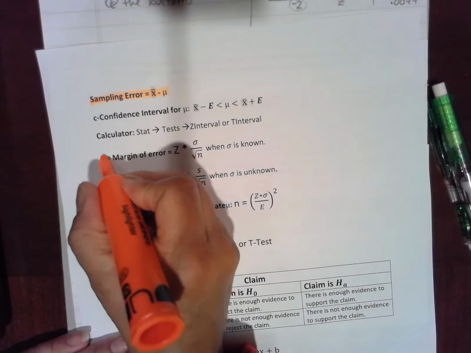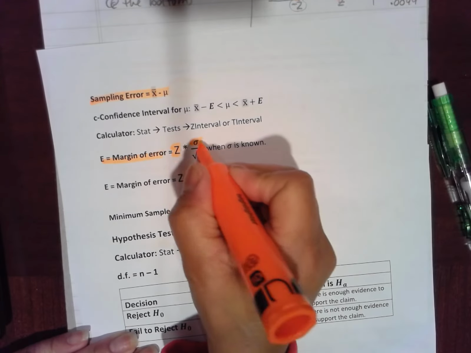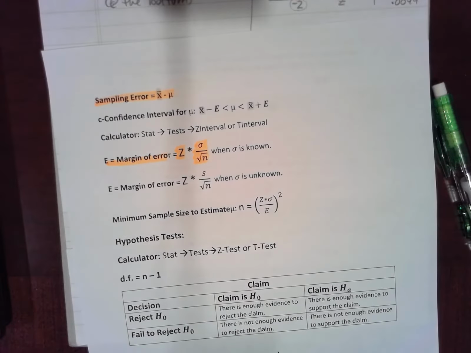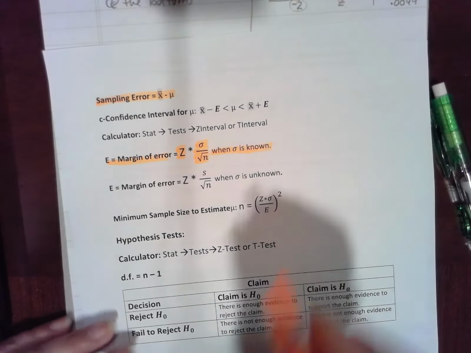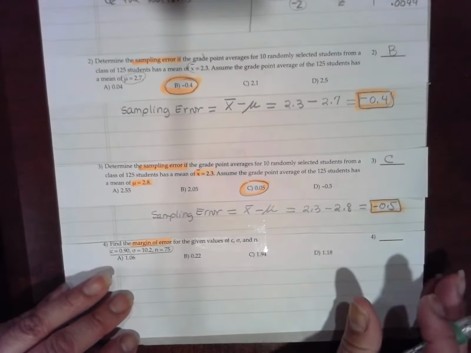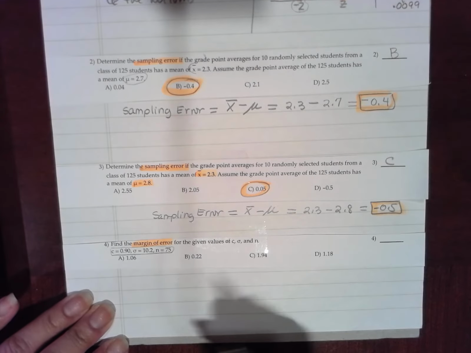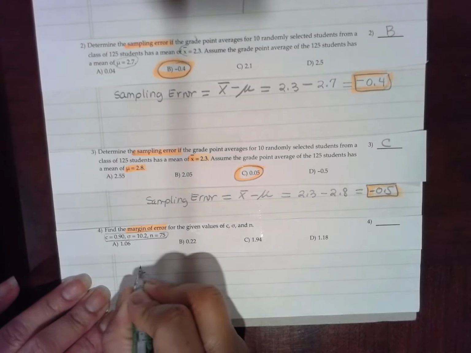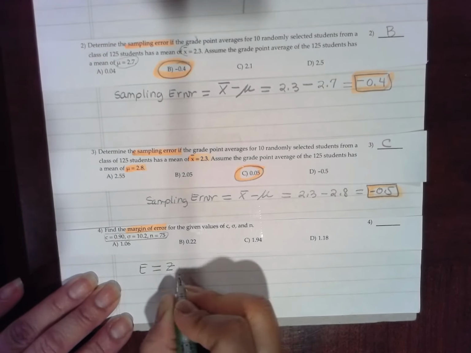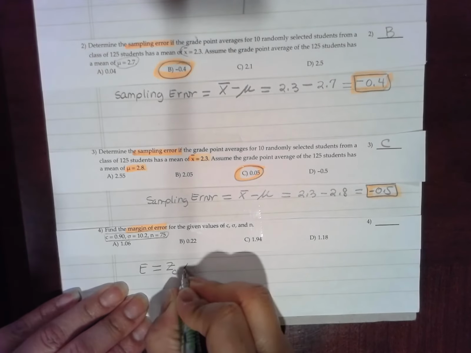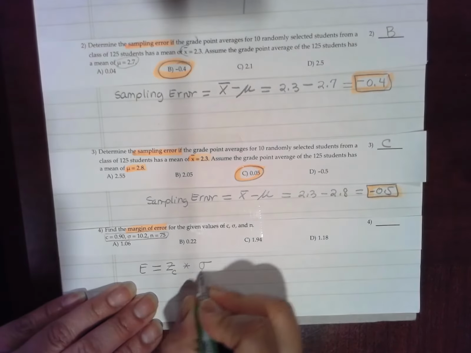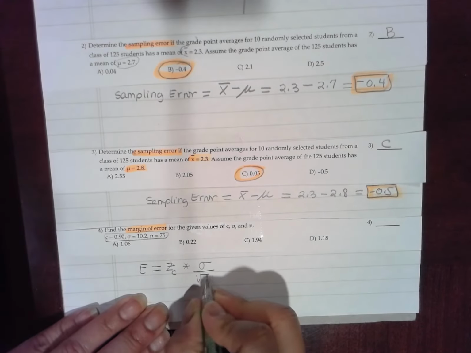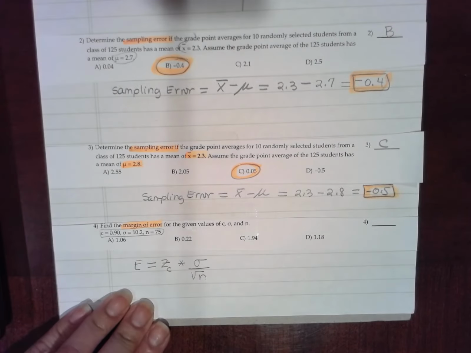The margin of error is found by the z-score multiplied by the standard deviation divided by the square root of the sample size. The keyword is, this is based on section 6.1, so it's based on the population standard deviation being known. Here the population standard deviation is given, so you will be using the margin of error E equals the z-score based on the confidence level, multiplied by the population standard deviation, divided by the square root of the sample size.